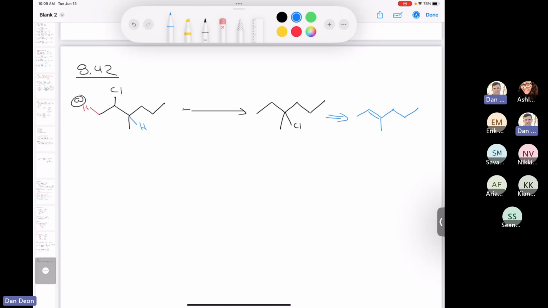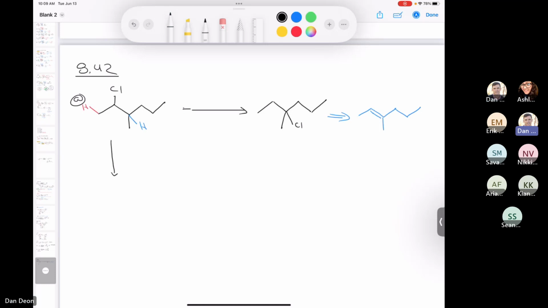We want to pull off the proton in blue. If we want to pull off the proton in blue, would we use a hindered base or an unhindered base? Could anybody answer that? Yeah, you'd want to use an unhindered base, wouldn't you? So you'd use something like sodium ethoxide or sodium methoxide, and that would give you this compound where you have the double bond right where you want it, right?